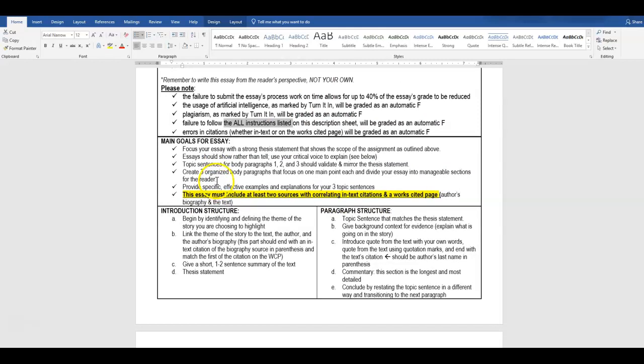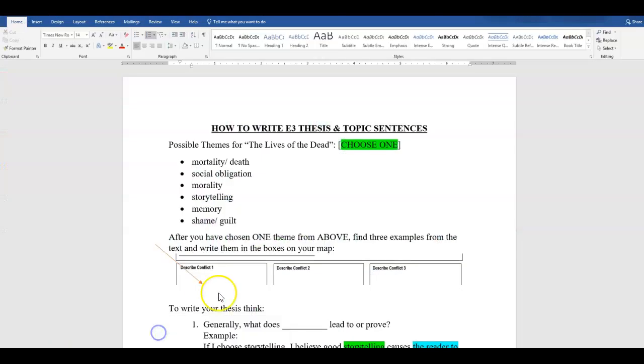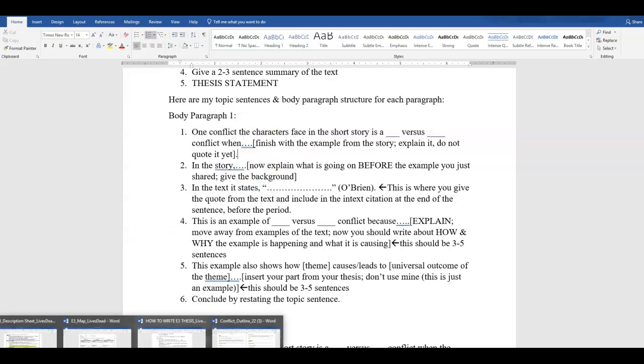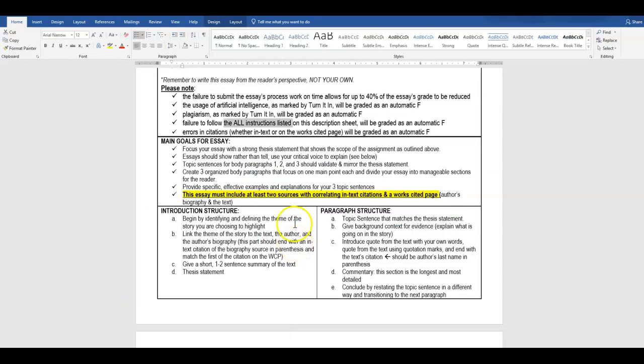Make sure to focus your essay with a strong thesis statement. The essay should show rather than tell. All of your topic sentences have been written for you, so make sure, again, you are following the How to Write guide. All of your topic sentences are there for you. All you have to do is copy and paste them into your outline and then finish the sentence.